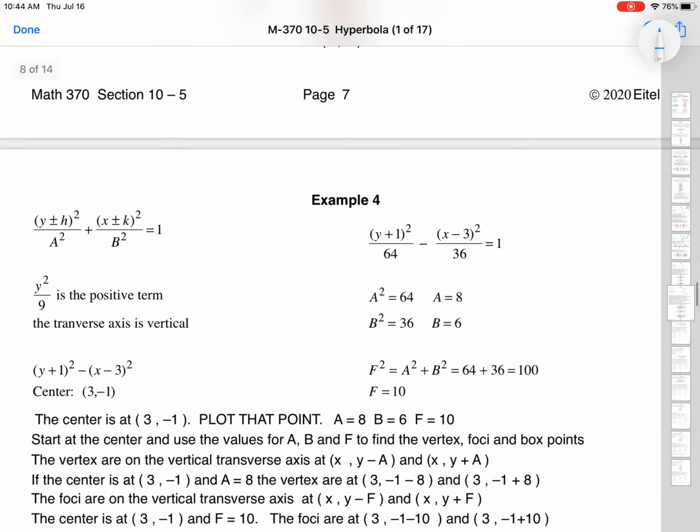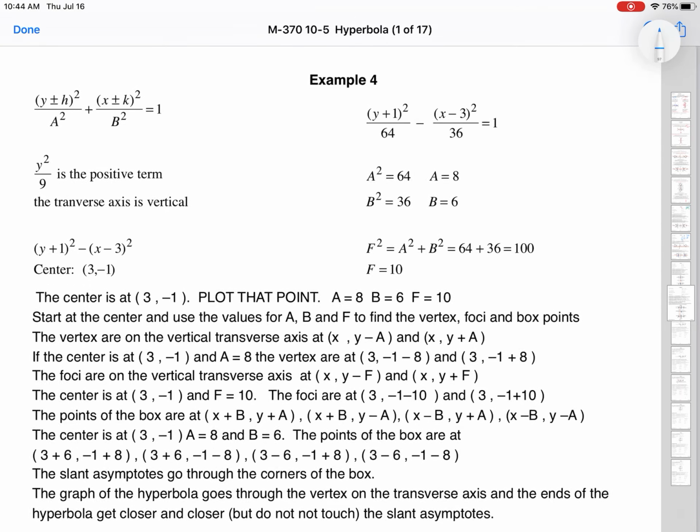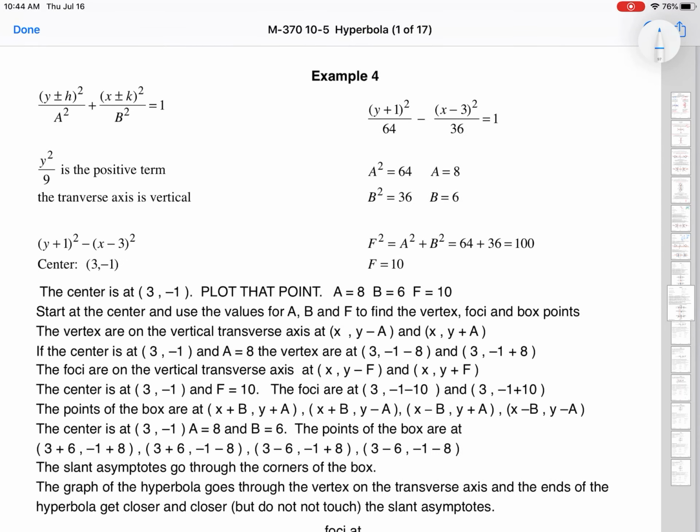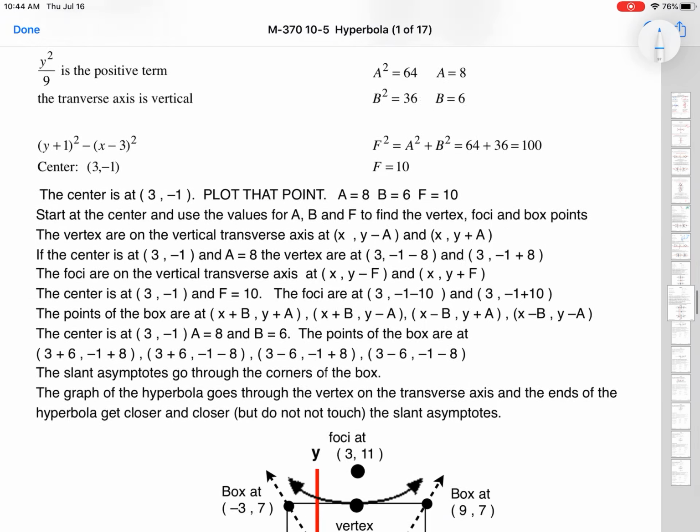And then very similar to example 2, different numbers here, but everything's happening to the y. A squared is 64, so A is 8. B squared is 36, so B is 6. And F squared is going to be 100. That all looks good. So F is going to be 10. So remember, our center is at negative 1, 3.